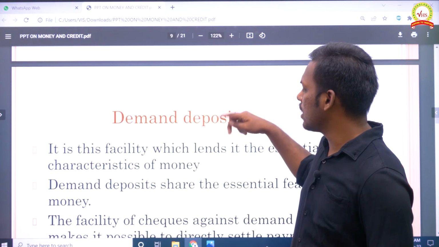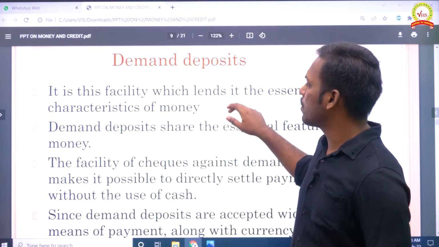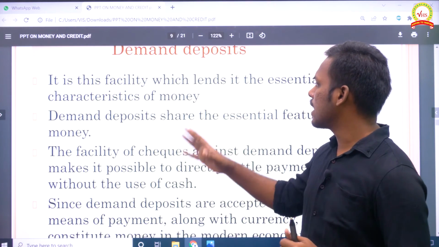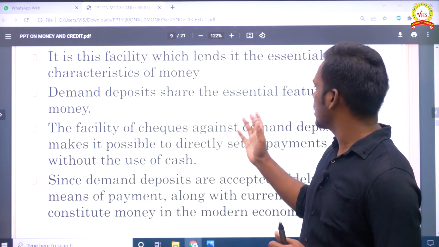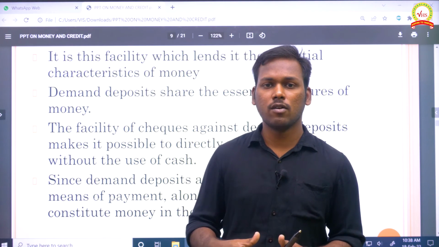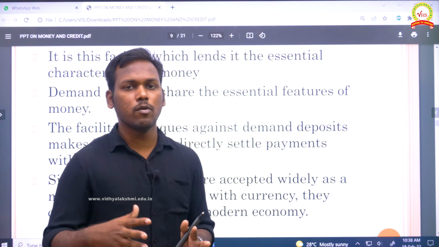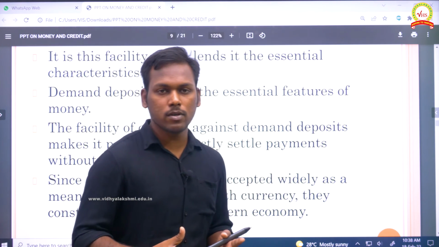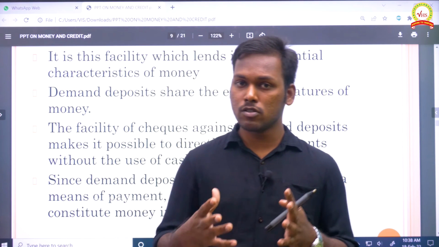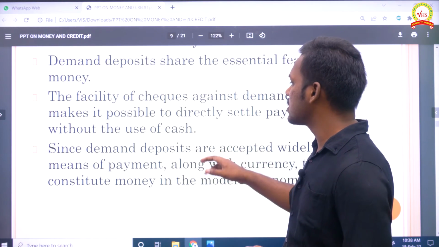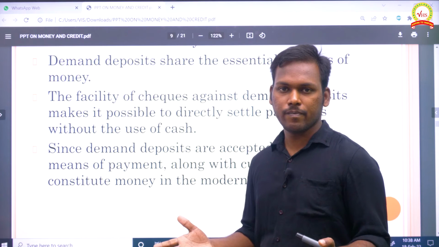In the next chapters, demand deposits. It is this facility which lends them the essential characteristics of money. Demand deposits share the essential feature of money, that is, the facility of checks. Here also we have seen about checks, the checks against demand deposits. So what is the demand deposit and what about check? A check is also a medium of exchange that makes it possible to directly settle payments without the use of cash.